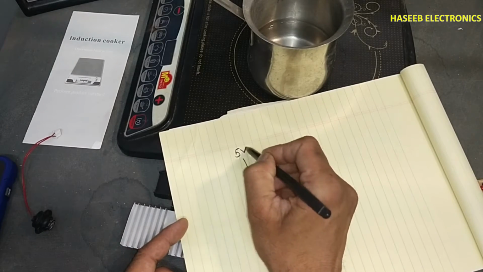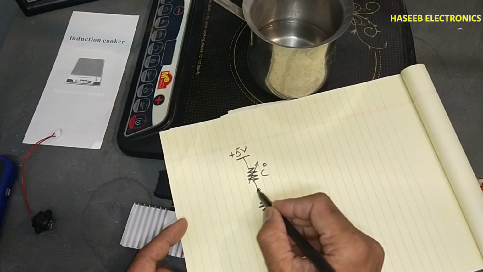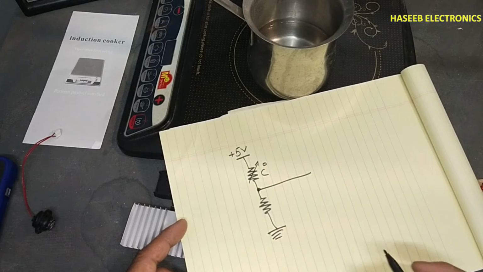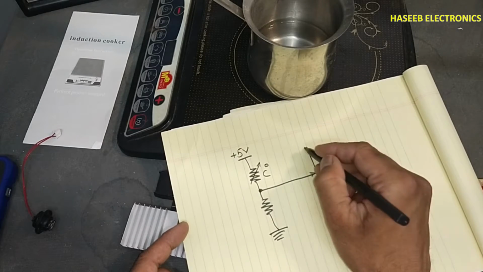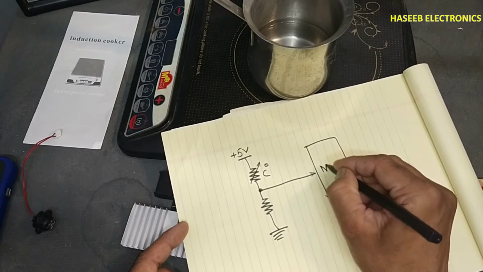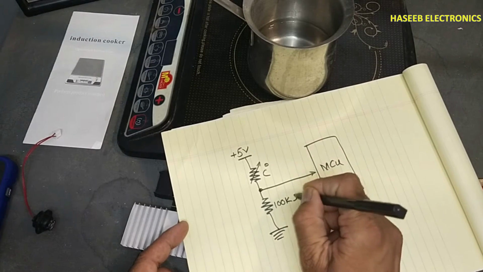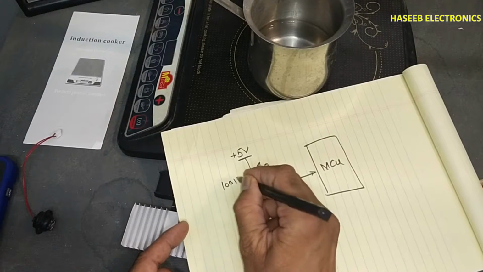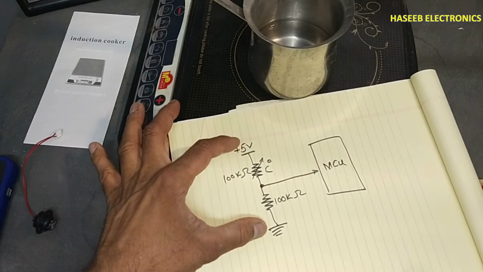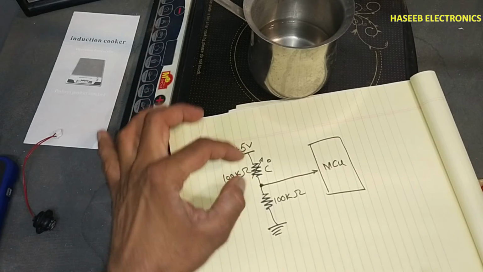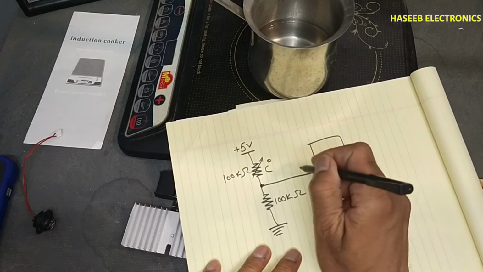5 volt is applied on one side, positive 5 volt, and this is the output. It will be applied to the MCU microcontroller. For example, it is 100 kilo ohm and it is 100 kilo ohm. When the temperature is normal, its resistance is 100k. It will provide 2.5 volt.